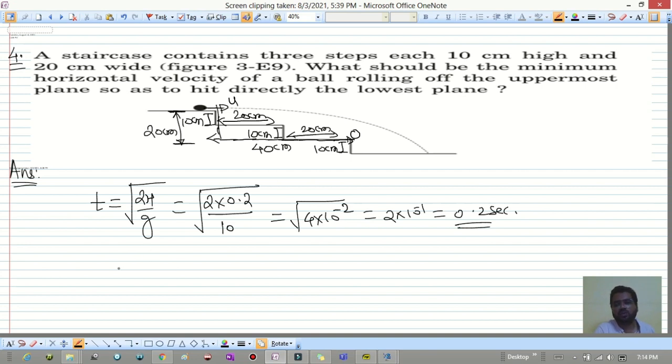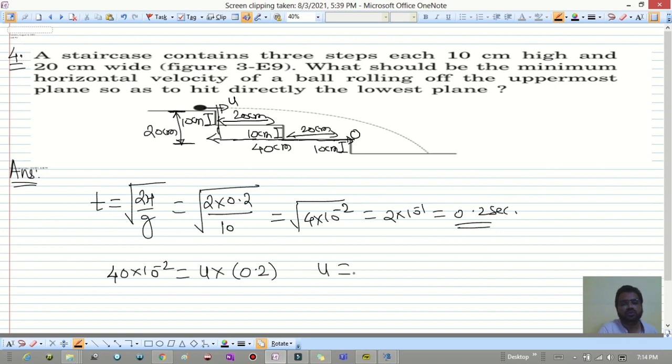For that, what is the horizontal distance we have? 40 centimeter. So 40 into 10 to the power minus 2, I am converting centimeter into meter, that range is equal to initial velocity u into time, which is 0.2. So u is equal to 0.4 divided by 0.2, which is equal to 2 meter per second. So the minimum velocity this ball should have is 2 meter per second, so that the ball will hit the lowermost plane. So I hope this is clear.